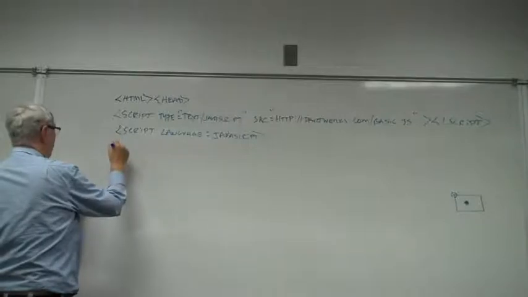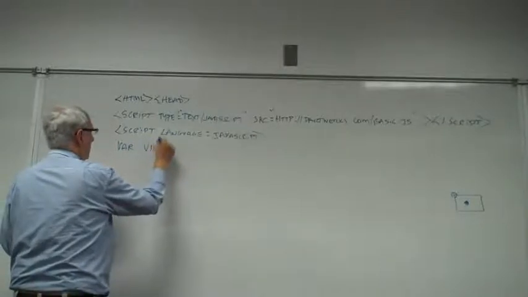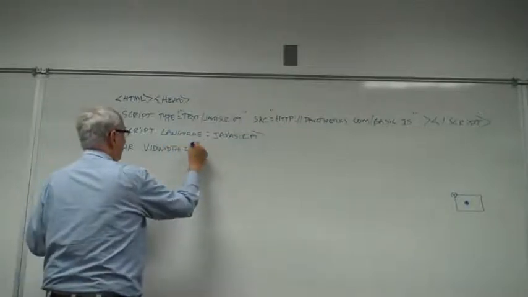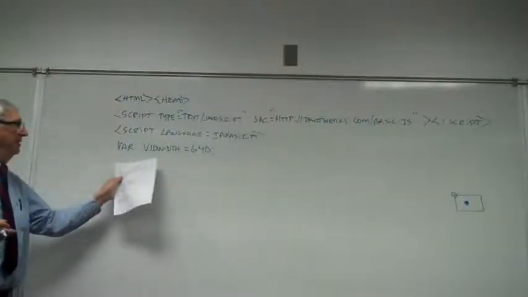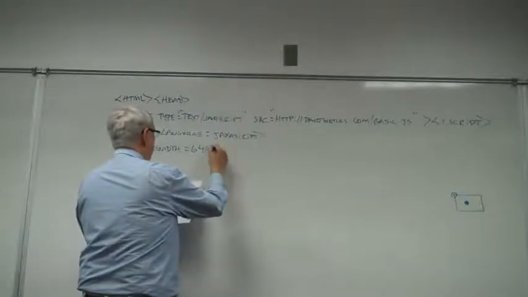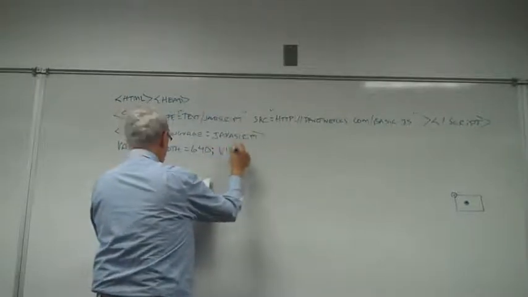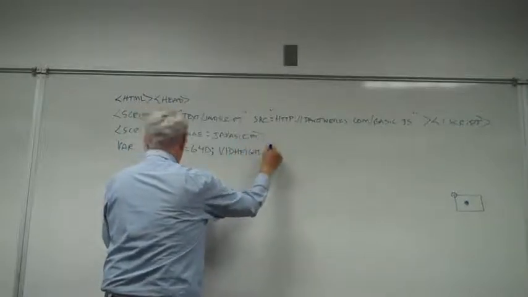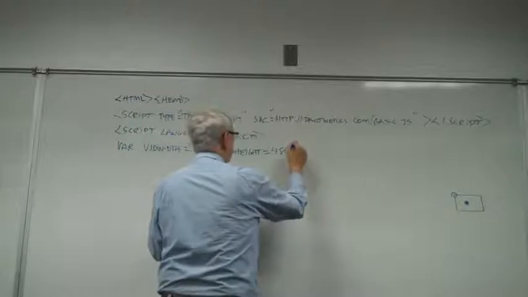And then we have to have a variable. The first one's called vidWidth. That's my name; I gave it that name. vidWidth equals 640. There are no quotes around it; this is JavaScript, it's just a number. So I'm saying the width of my video is going to be 640. Then after the semicolon, I'm going to add another one, vidHeight equals 480.